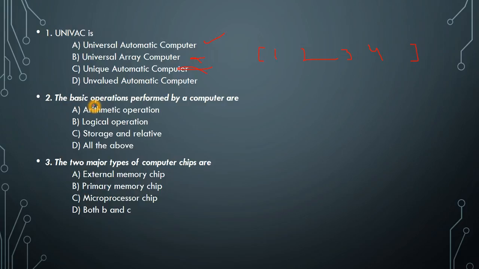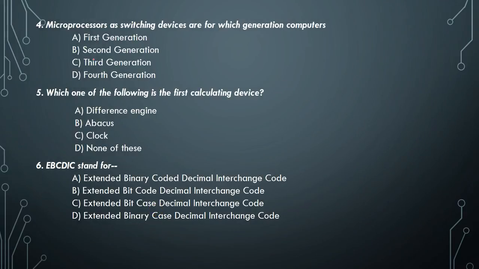Now this one we all know. I will start with the basic ones, then I'll gradually increase the level. The basic operations performed by a computer are arithmetic, logical, storage, and relative. So all are correct. And the two major types of computer chips: external memory chip is not a major one. If required, you can use it. So the main types are primary and microprocessor chips. Then microprocessors as switching devices are for which generation computers? These were introduced in the fourth generation.